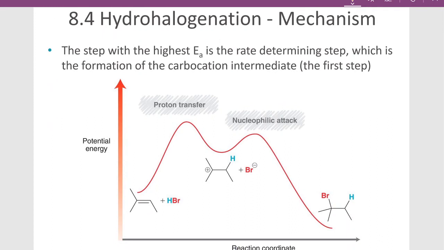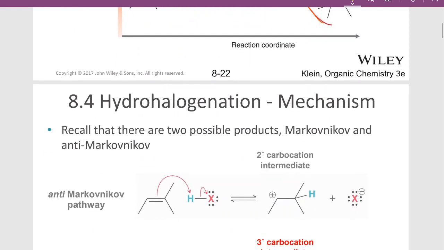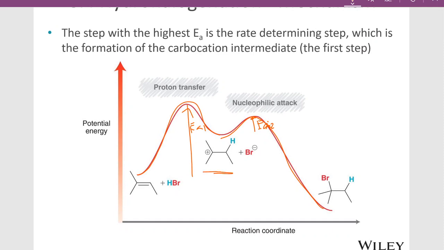So if we consider the energy diagram, it is a two-step process where first we get the proton transfer and then we get nucleophilic attack. So the rate determining step is this activation energy here, the first activation energy, because that's going to be the formation of that carbocation from the addition of that hydrogen. And then the second step is going to be shorter, and so that's going to lead to the product. Notice also on this energy diagram we have an intermediate here in that valley.